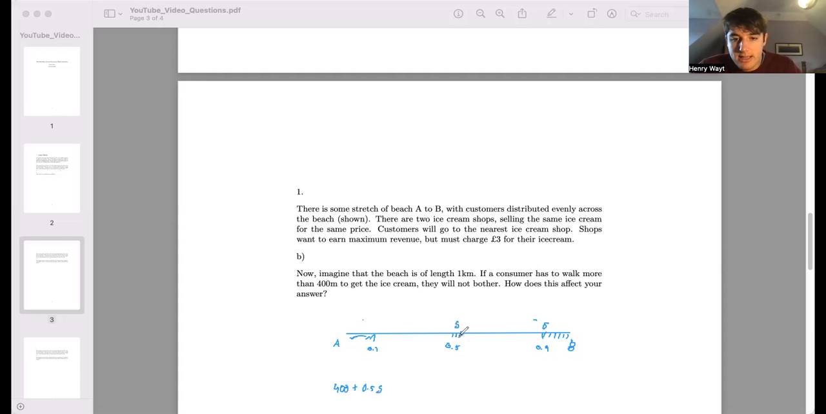And now note that they can continue moving and moving until they capture all the customers on this side, which would require them to locate at 600. There's the same incentive on the other side for the other person to move. And so they will locate at 400.